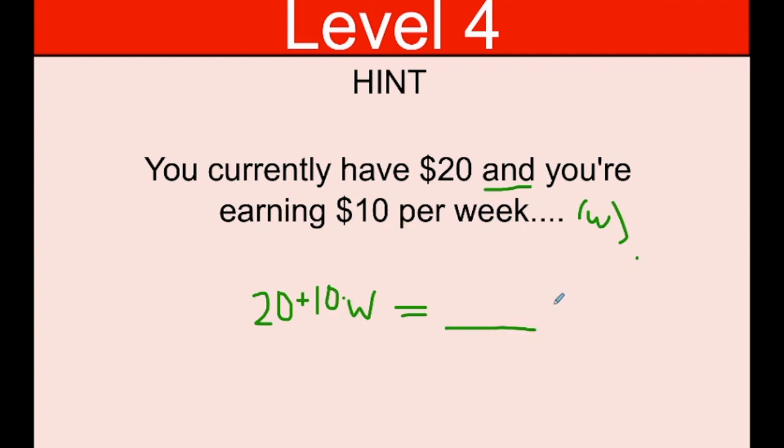Now I'm going to let you figure out what should go on this side of the equal sign. But in this example, you had $20 and you're earning $10 per week. That's what that side of the equation should look like. Something like that, okay? Double check your variables and stuff.